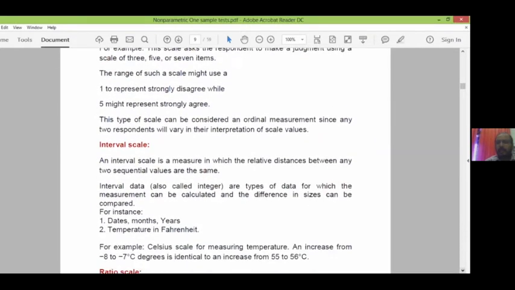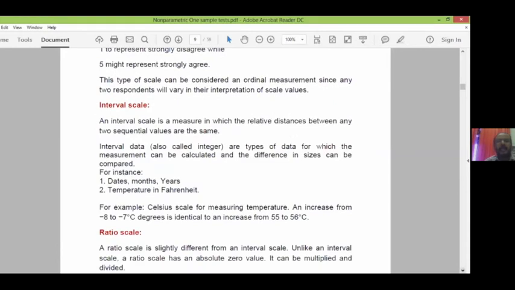Interval scale. An interval scale is a measure in which the relative distances between any two sequential values are the same. Interval data are also called integer, are types of data for which the measurement can be calculated and the difference in sizes can be compared. So for example, days, months, years, temperature in Fahrenheit, like this.